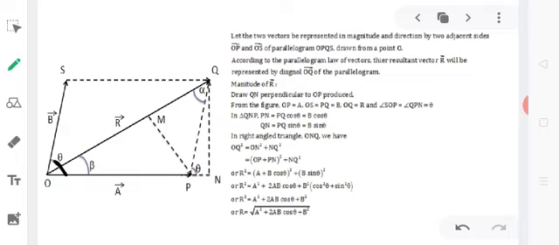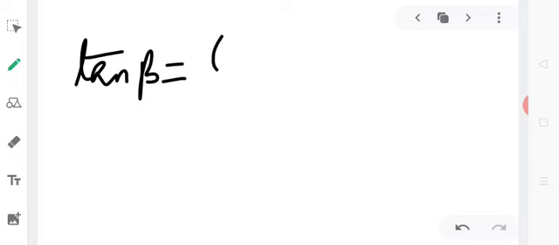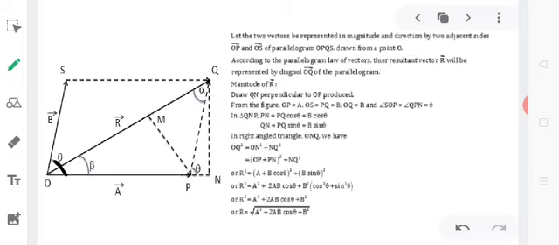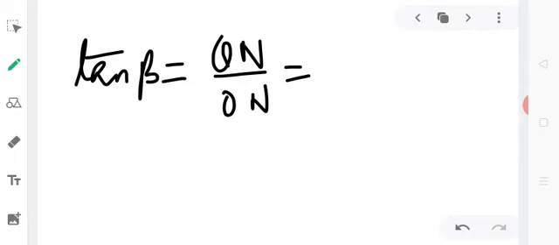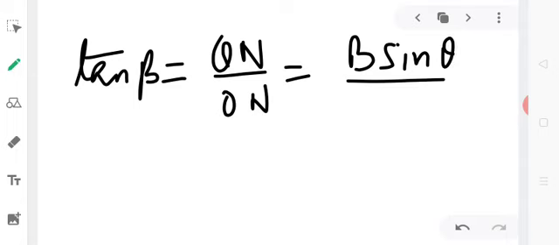So tan of beta is obviously equal to Qn by On, and as we can see, Qn is equal to B sin theta and On is equal to A plus B cos theta. So that will give you B sin theta divided by A plus B cos of theta.